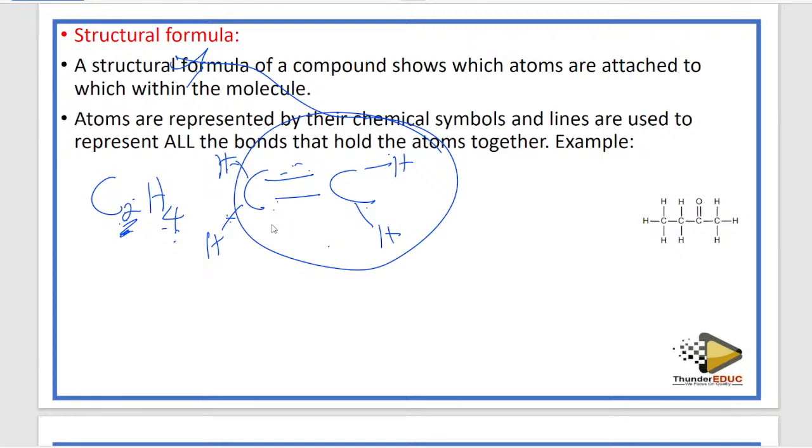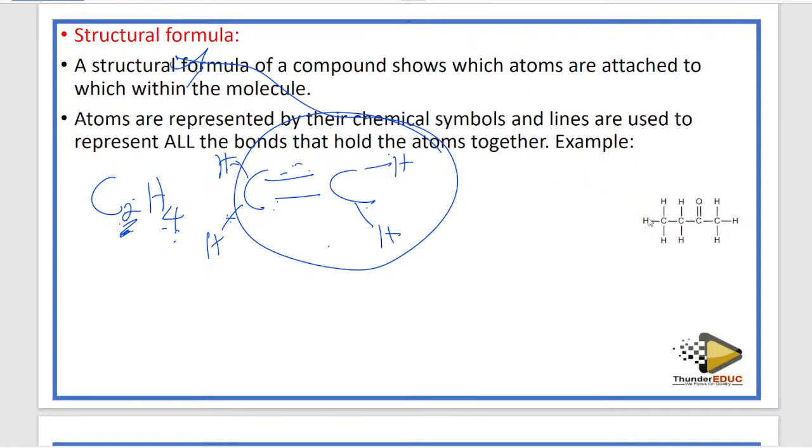So I can give you the molecular formula to write the structure formula, or I can give you the structure formula to write the molecular formula. This is an example of a structure formula, and I can ask you to write the molecular formula of this. We will see all this in detail.